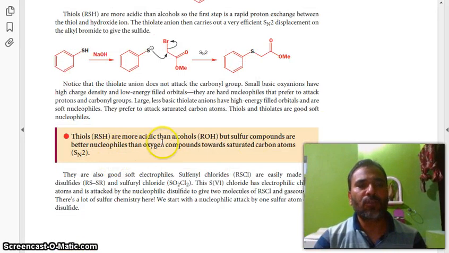So thiols are more acidic than alcohols. I repeat, for NET examination, thiols are more acidic than alcohols, but sulfur compounds are better nucleophiles than oxygen compounds toward saturated carbon atoms, in SN2 reactions. I repeat, thiols are more acidic than alcohols, but sulfur compounds are better nucleophiles.